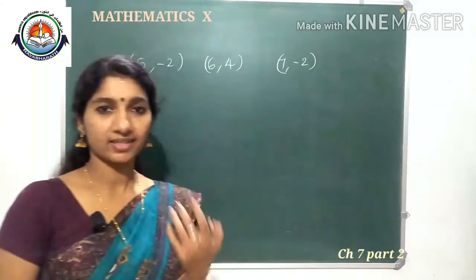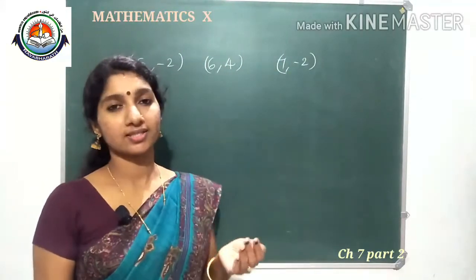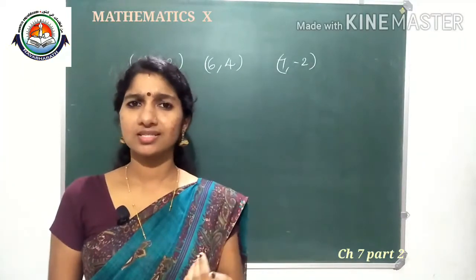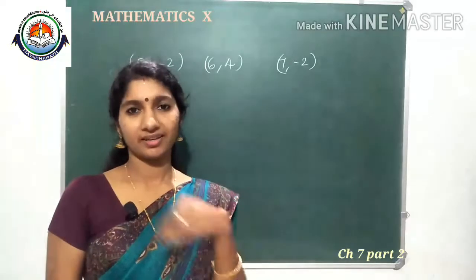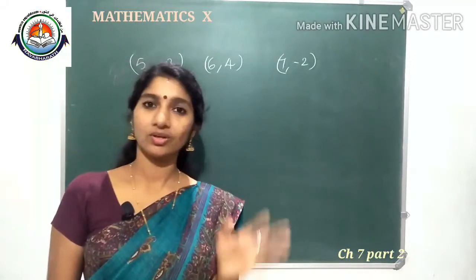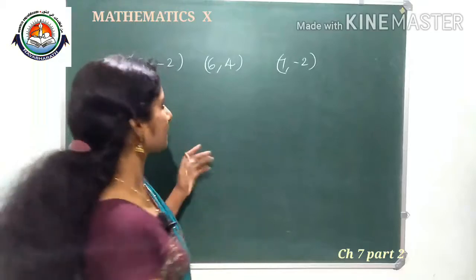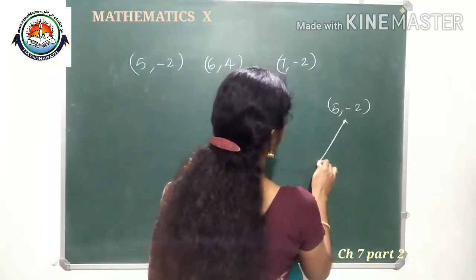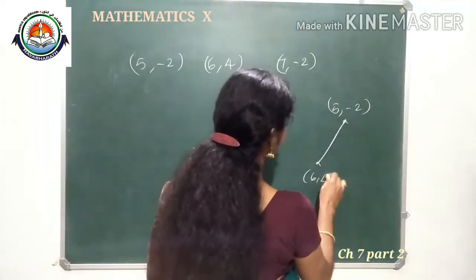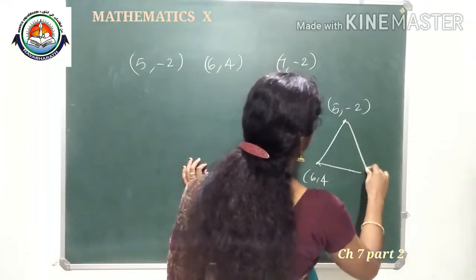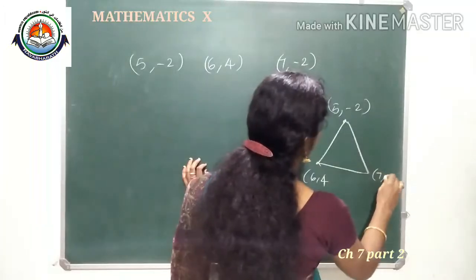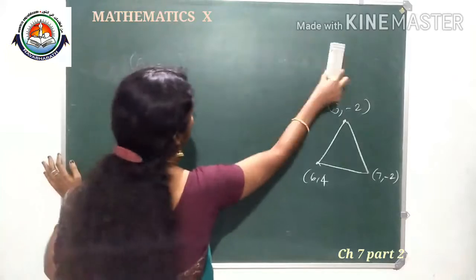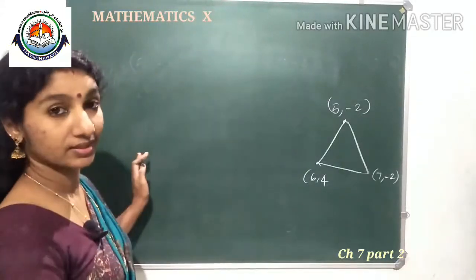3 points are given. We need to check whether these 3 points are the vertices of an isosceles triangle. What is an isosceles triangle? In a triangle, if 2 sides are equal, we can say it is an isosceles triangle. So one point we can take as (5, minus 2), one vertex, and this is another vertex (6, 4), that is given. These 3 are the vertices of a triangle, and this is (7, minus 2). 3 points of the vertices of the triangle are given.